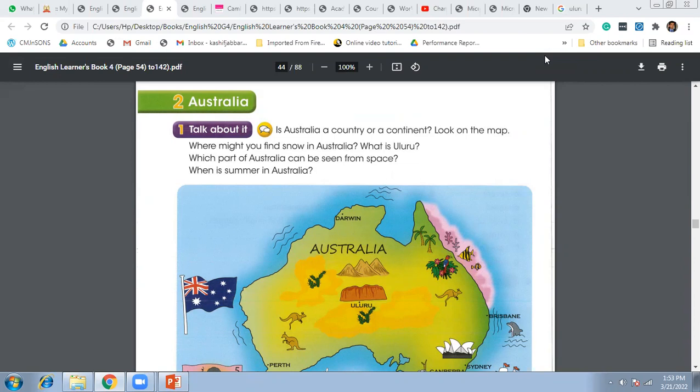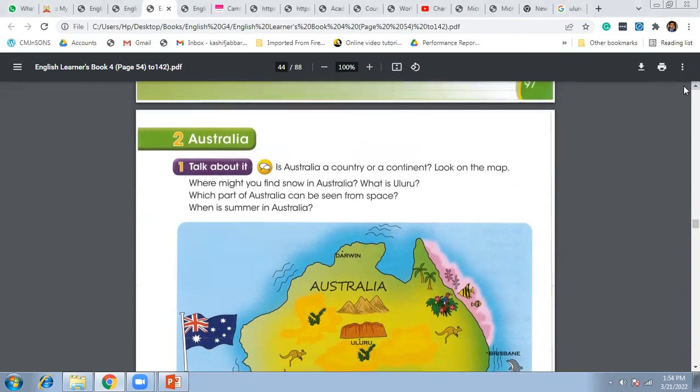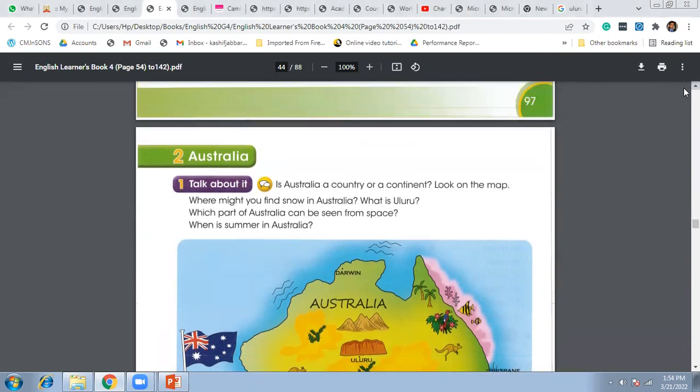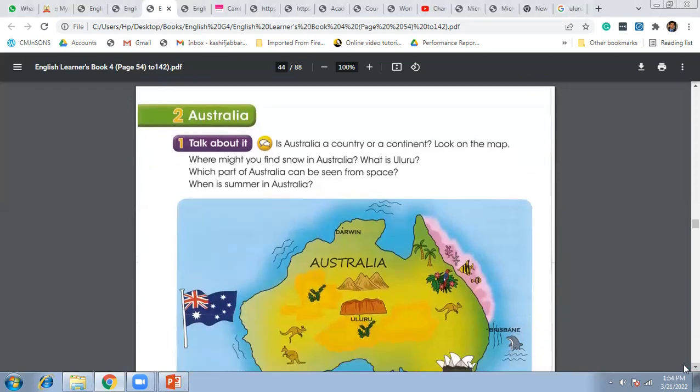So today we studied some basic facts and figures about Australia. We started from page number 98, lesson number 2 of unit number 7. So here in the beginning, we have some questions.